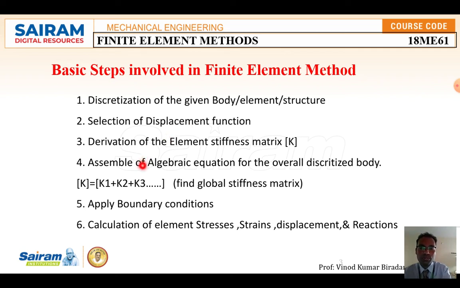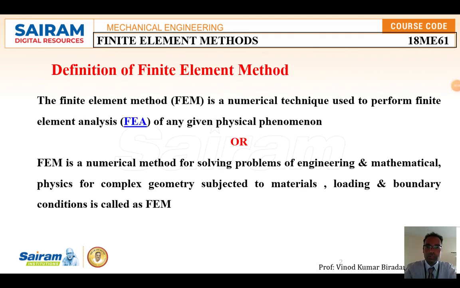The fourth step is to assemble the overall discretized body, that is, you get the global stiffness matrix, and then finally apply the boundary condition, and you get the stress, strain, displacement and reaction of the given problem. These are the basic 6 steps involved in the finite element method to solve any numerical problem. This is very important.